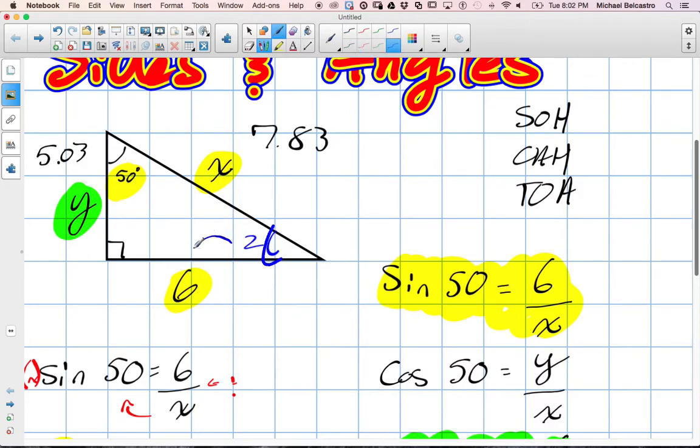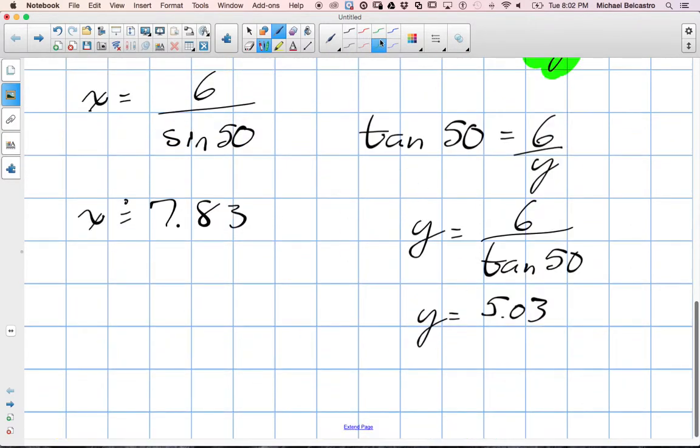So adjacent is now 6, because we're talking about a different angle, the adjacent is now changed. And the hypotenuse is now 7.83. So we're going to set up our cos with that. So cos theta, or sorry, I shouldn't call it theta. It's called Z in this question. So cos Z is equal to the adjacent, which was 6, and the hypotenuse was 7.83.